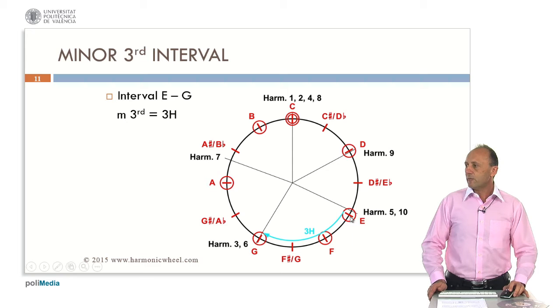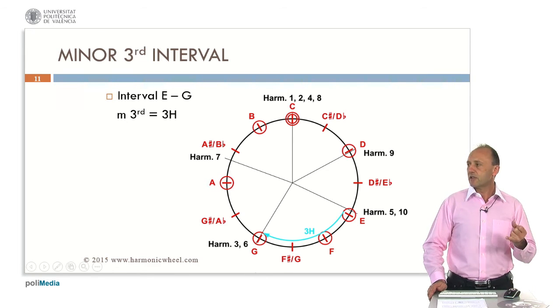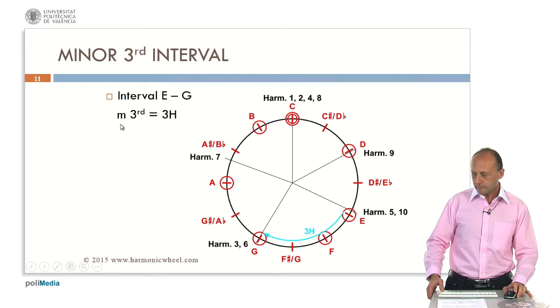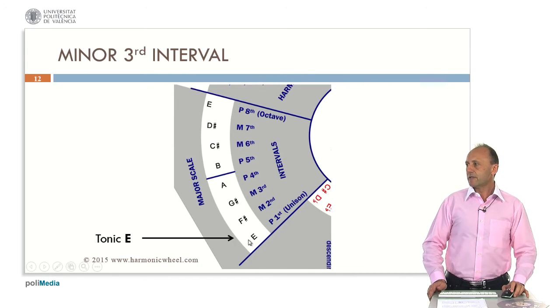The interval from E to G, the other two harmonics, has 3 notes, E, F, G, so it is a third, but it has 3 half steps, 1 less than the major third, so this is called a minor third interval. We can verify this by going to the E major scale, and here we have the intervals from the tonic, and from E to G sharp we have a major third. So from E to natural G we have minor third.